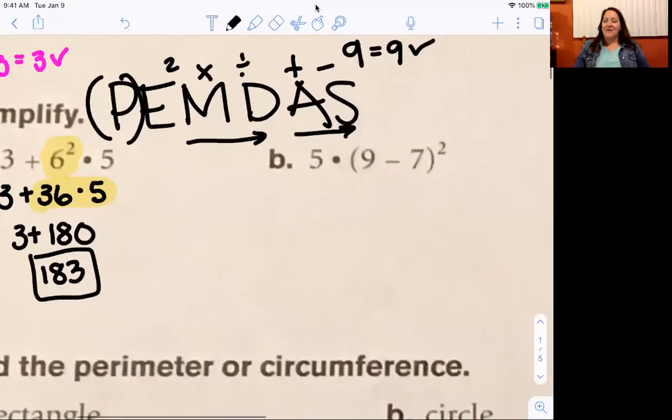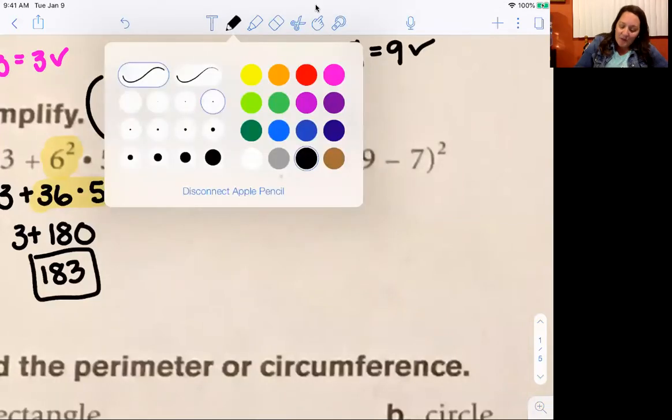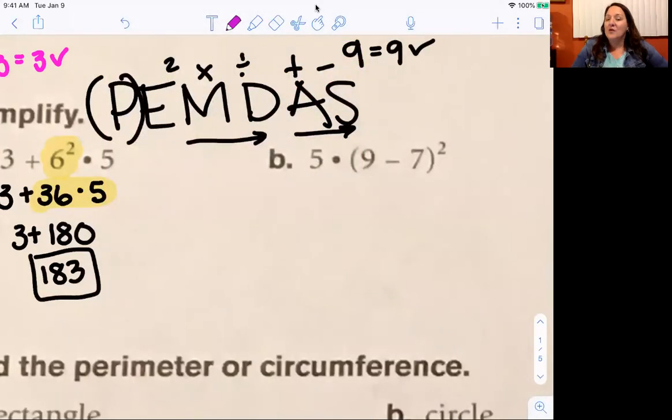Letter B, I have 5 times (9 minus 7) squared. Now this is a little bit of a tricky one, but if we're following PEMDAS, we know that we have to do what's in the parentheses first, okay? And what's in these parentheses? 9 minus 7. What is 9 minus 7? 2. So I have 5 times 2 squared.